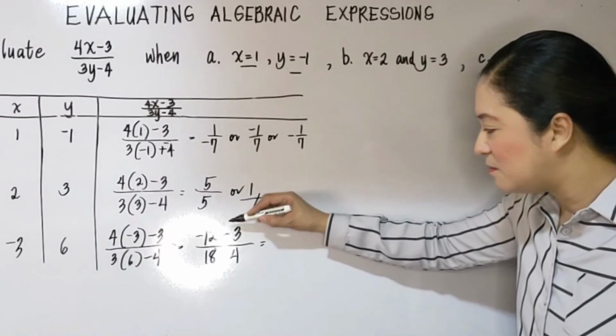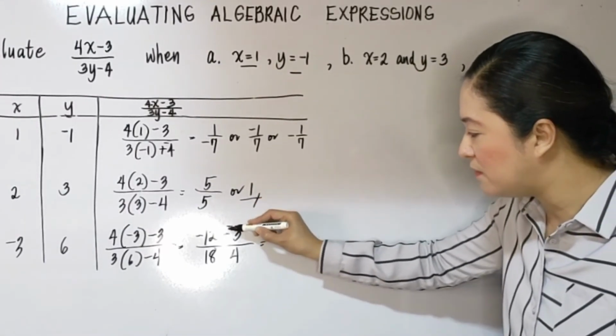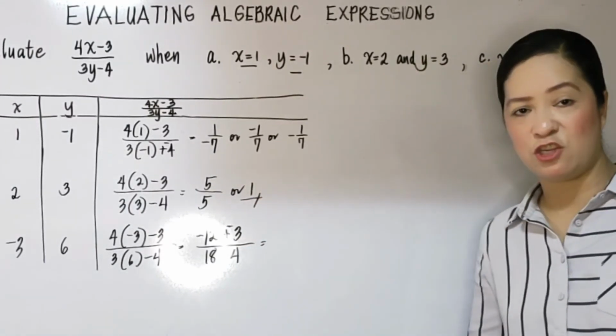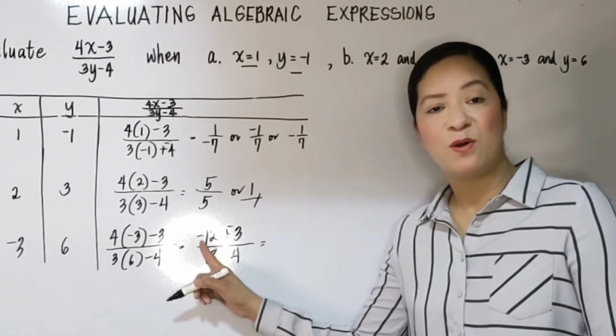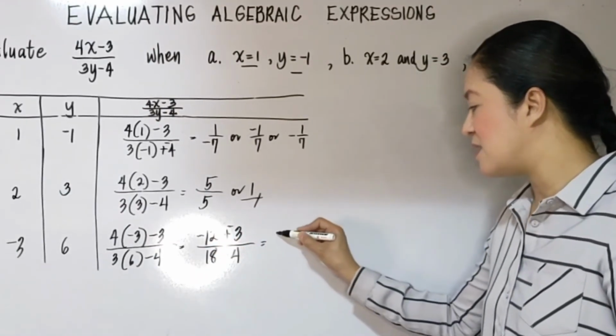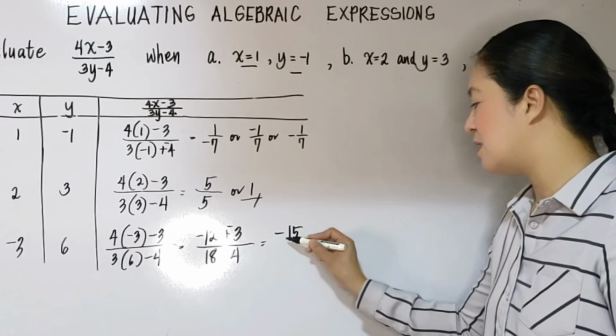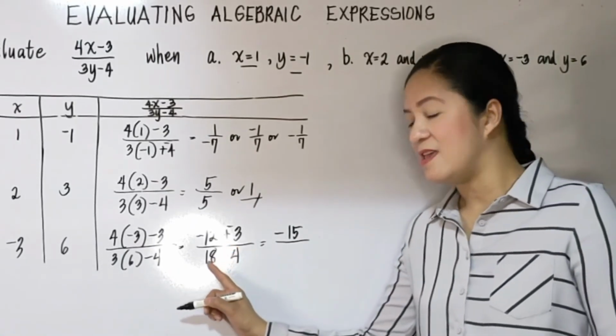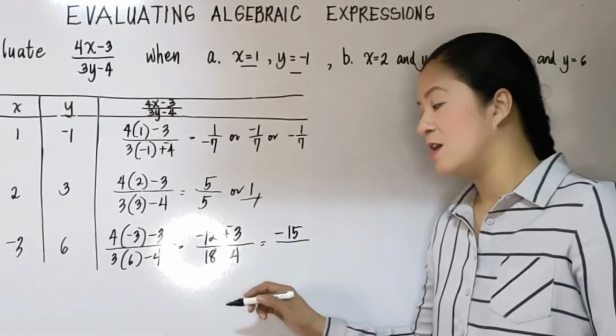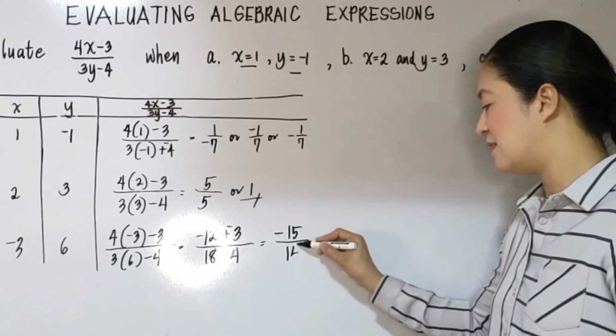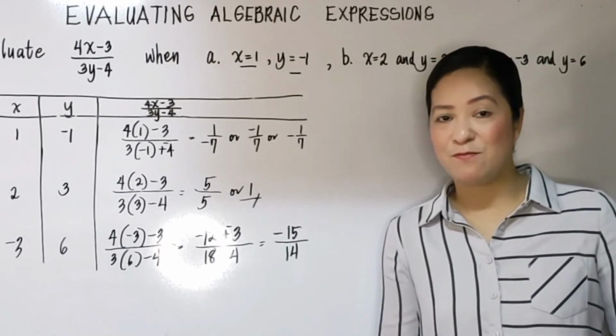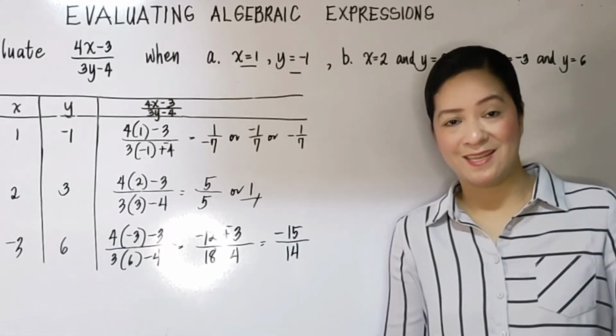So, again, this is subtraction. So, we change the sign of the subtrahend. We proceed to addition. So, negative 12 plus negative 3 is negative 15 over 18 minus 4 is 14. So, your answer is negative 15 over 14.